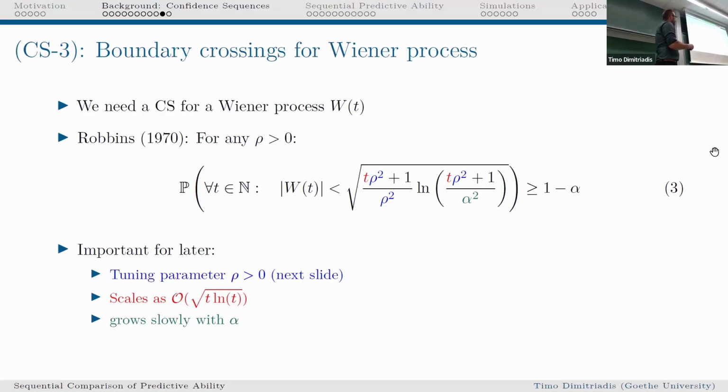If you want to know how that scales in t, it scales as square root of t times ln t. So it scales a bit wider than the classical confidence intervals that scale with square root of t. And it grows very slowly with alpha, as normal confidence intervals do, because they have the square root of the logarithm of 1 over alpha squared. All right, so let's talk about this tuning parameter rho.